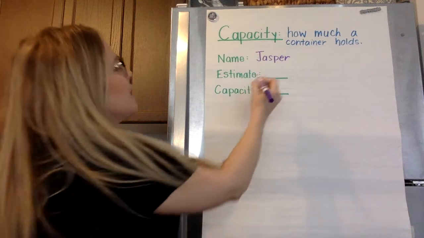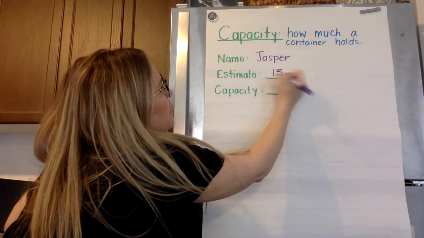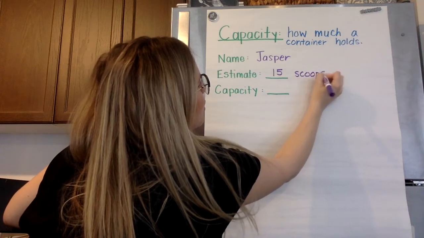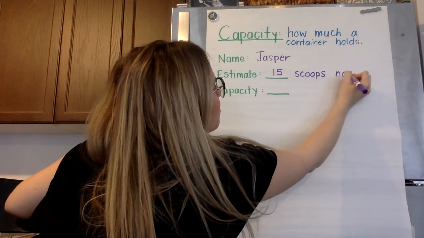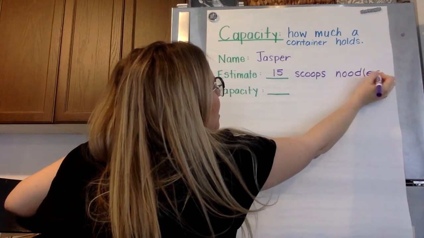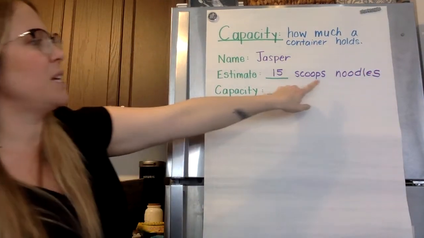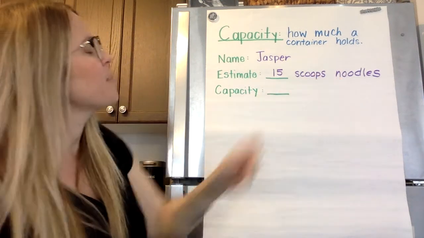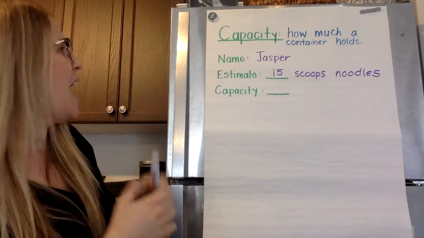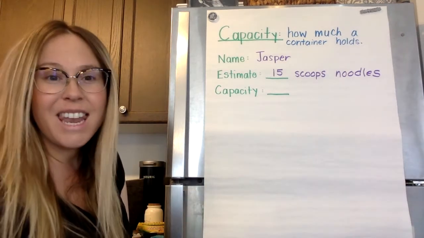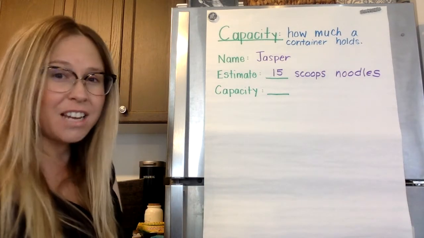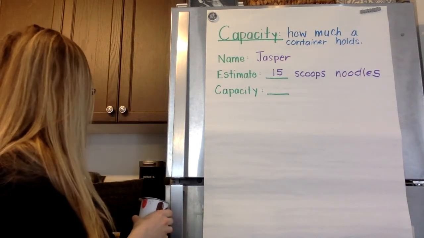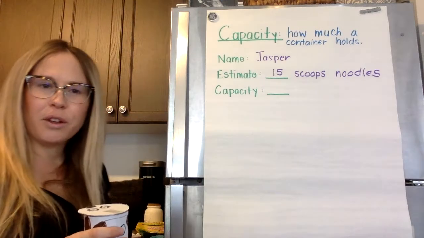scoops of noodles. So I'm going to write down my estimate, 15 scoops of noodles. Now it's really important that you tell me what it is that you're using to measure in your notebook, okay? So that I can see what you did use. After I do my estimate, now I can actually measure and feed hungry Jasper and see how many scoopfuls it takes to fill him up, okay?